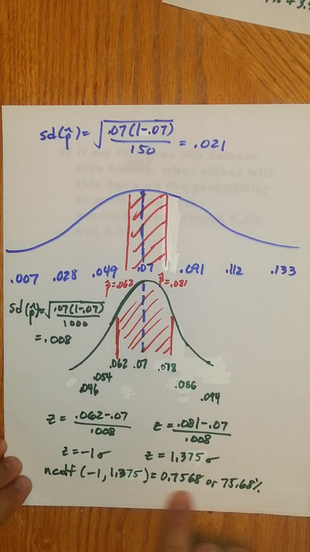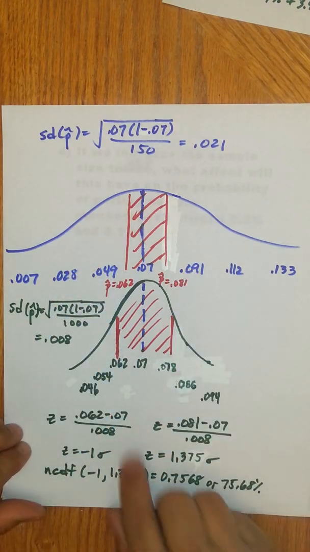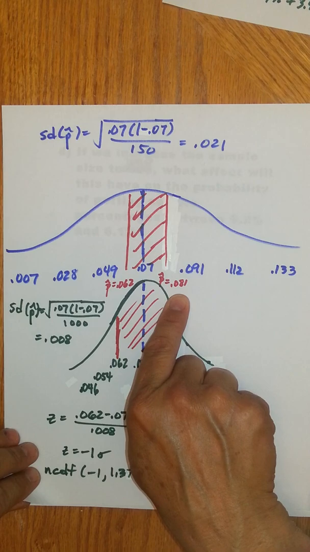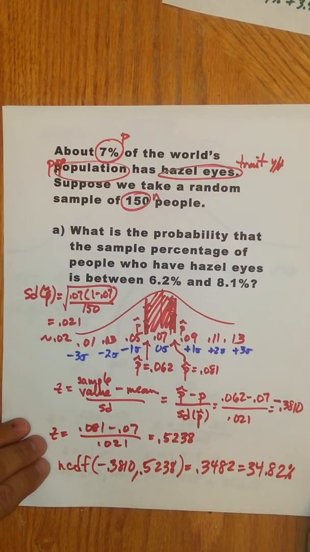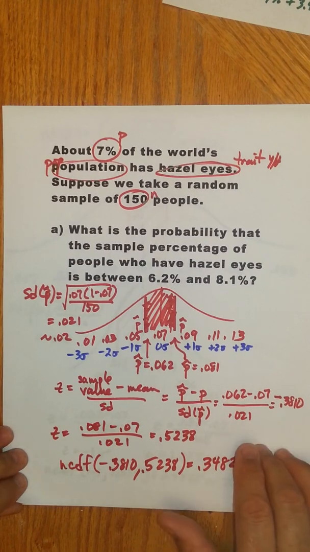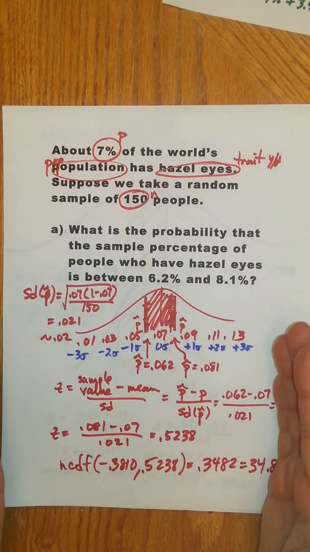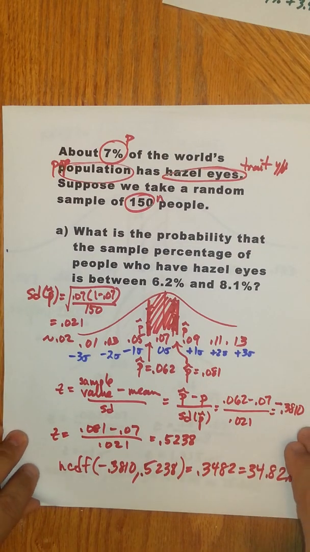So now what you're capturing is, you're saying about 75% of all your sample proportions are now going to be captured here between these sample percents, 0.062 and 0.081. Whereas before, it was only about 34%. And that's because of the standard deviation. Your distribution got a lot tighter, so those same values seem like they are farther away, but it's because the standard deviation got a lot smaller.